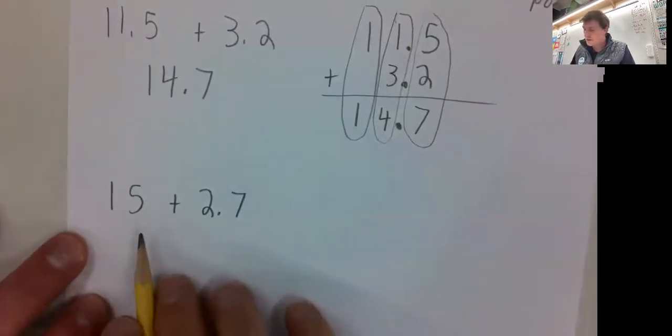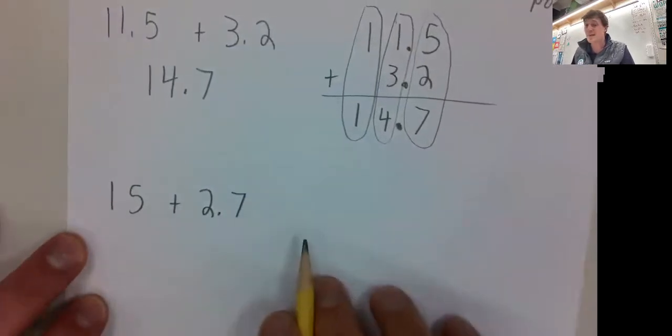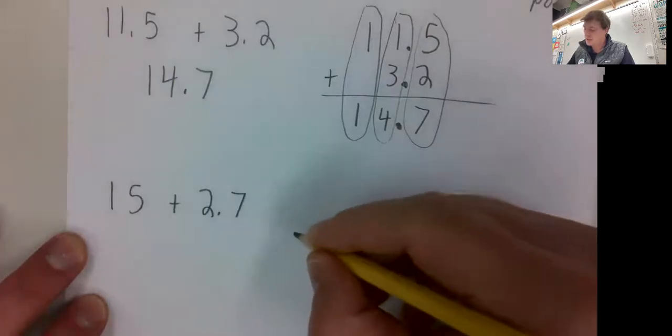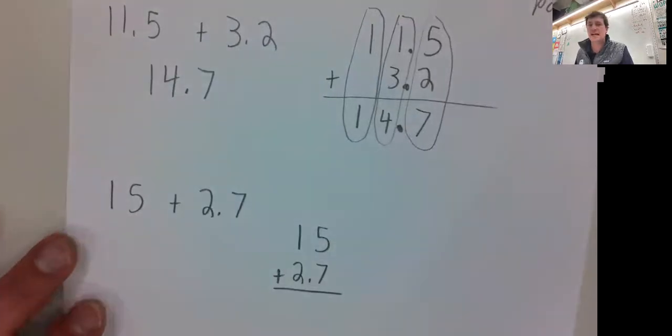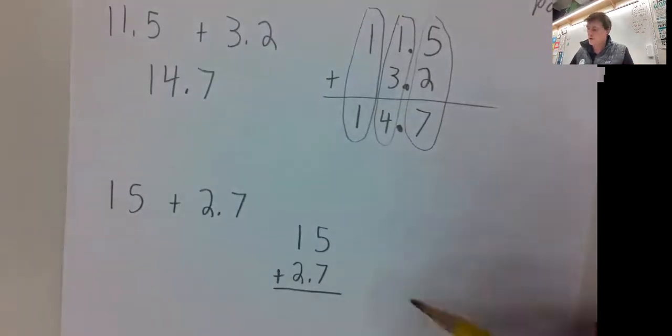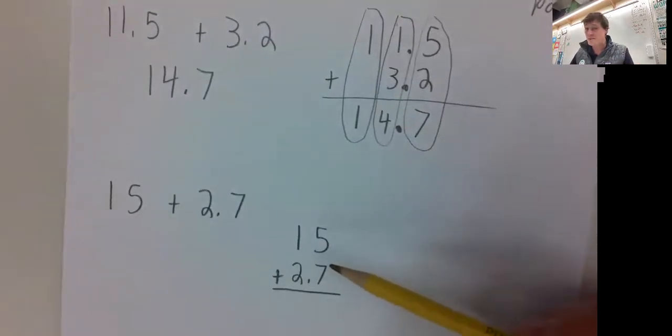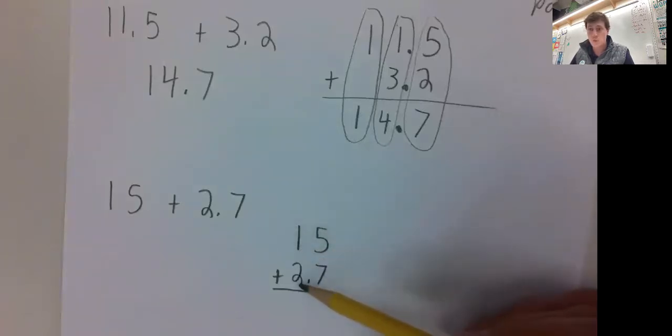Let me show you what a common mistake is. I see this a lot. 15 and 2.7. Okay, they're stacked up. We're ready to go. Well, if I look at my place values, I realize that they are not lined up. The 5 is in the ones place and the 7 is in the tenths place. Those don't match. Same thing here. The 1 here is in the tens place and the 2 is in the ones place.